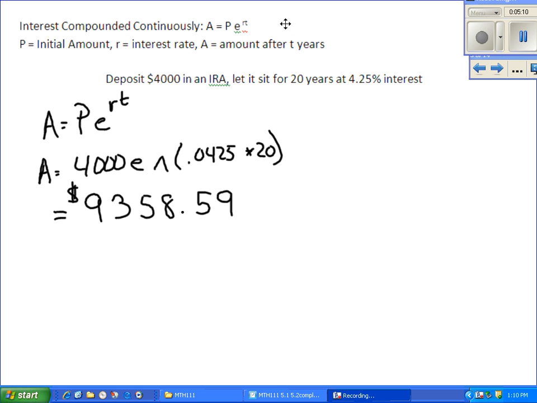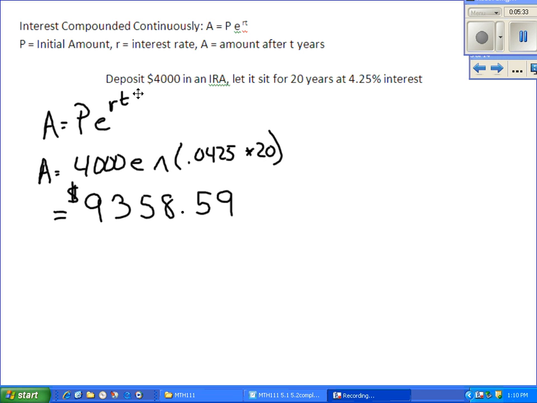Okay, so a classic application is the exponential growth model. We use this for interest compounded continuously. We also use the same formula for populations that grow exponentially. P is the initial amount, so the initial deposit or initial population. r is the interest rate or population growth rate. t is time, might be in years, might be in minutes, etc.